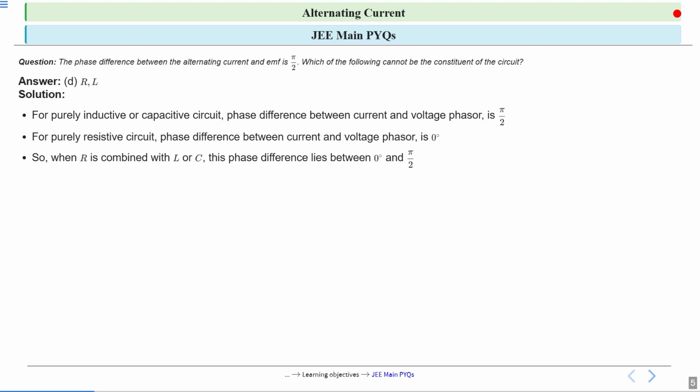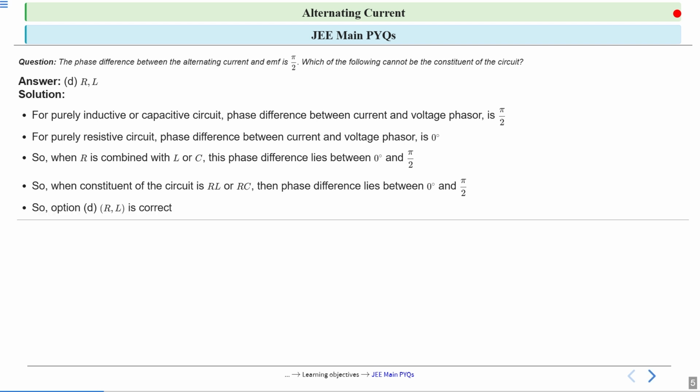It is the magnitude of the phase difference. Okay, the phase difference can be negative. In the case of an inductor, the phase difference is negative because voltage leads and current lags behind. Okay, but if we are only taking the magnitude, not considering the negative sign, the phase difference is between 0 to pi by 2 if a resistor is connected to either an inductor or capacitor. When the constituent of the circuit is RL or RC, whether it is an RL circuit or RC circuit, the phase difference lies between 0 degree to pi by 2 radian. Okay, this means option D, RL, is correct.